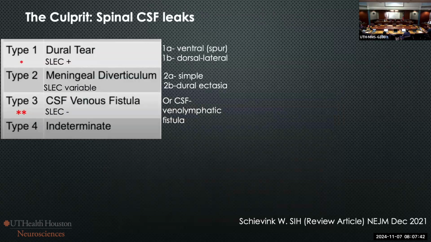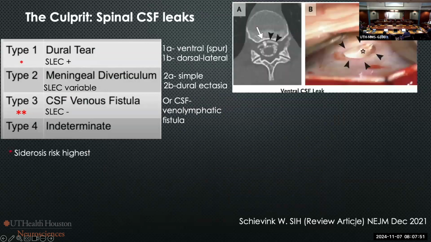All of the images I'm going to be showing you on the right are from Dr. Shivik's paper from Cedars-Sinai in the New England Journal in 2021. This is an excellent review. Type 1 is a dural tear, and you can see this blade-like or knife-like osteophyte puncturing through the dura and causing spill of CSF into the epidural space.